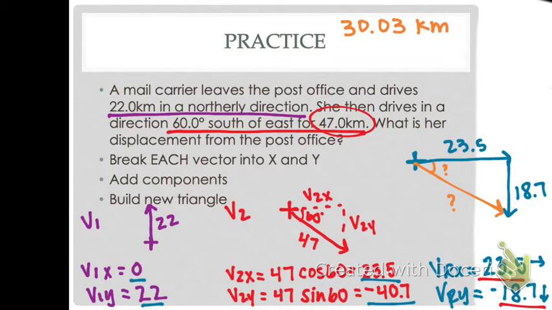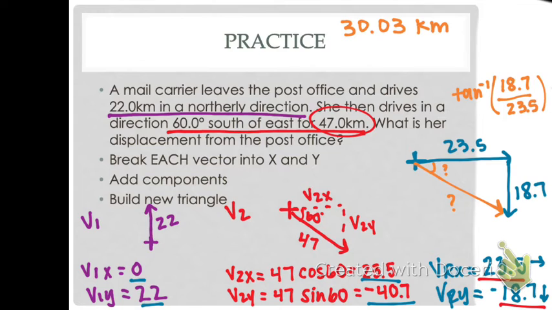Otherwise she could leave in any direction, go 30.03 kilometers, and she's not going to get back to where she wanted, right? She's got to leave at a specific angle. So I'm going to find that angle right there. This is where we use secant tangent, the inverse of tangent. So to find my angle, I'm going to take tangent of opposite over adjacent. That's going to give me this angle right here. Inverse tangent of opposite over adjacent.